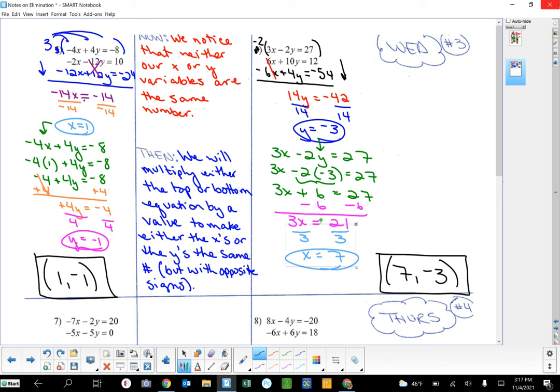And that's all done. All right, so the big thing here is to multiply one of your equations by a value so that you get the same number in front of a variable, but with opposite signs.